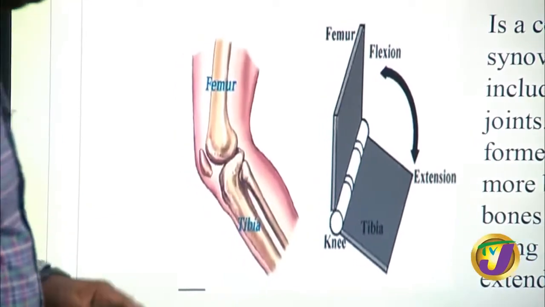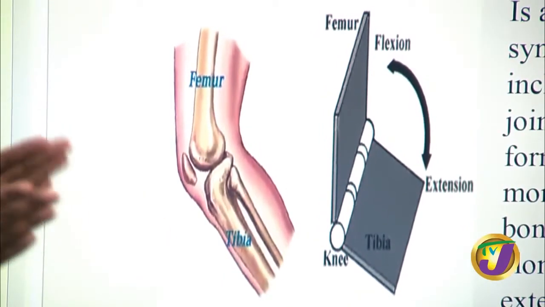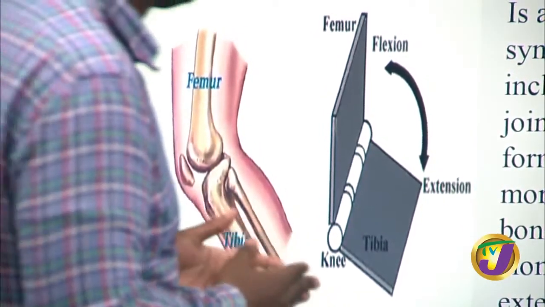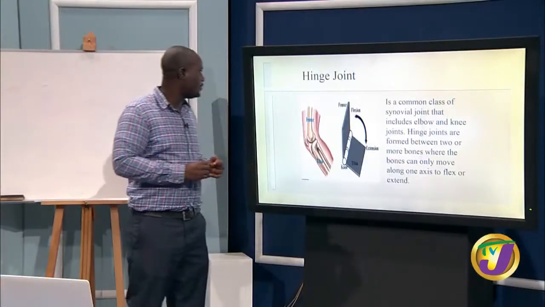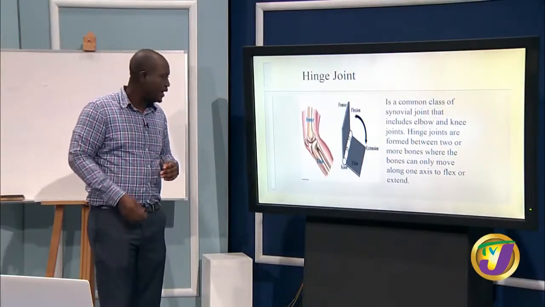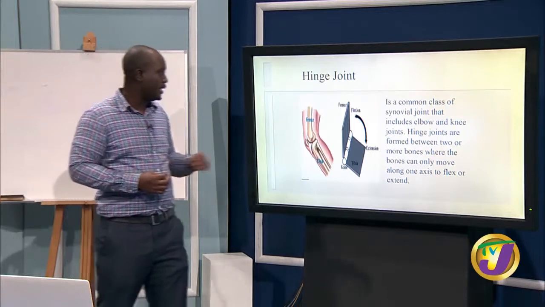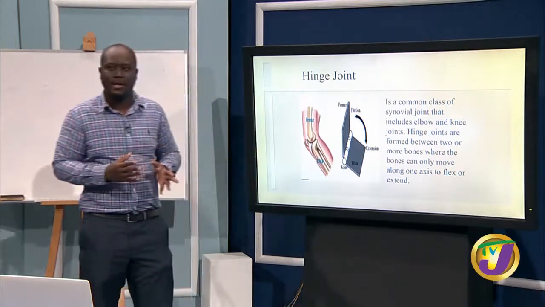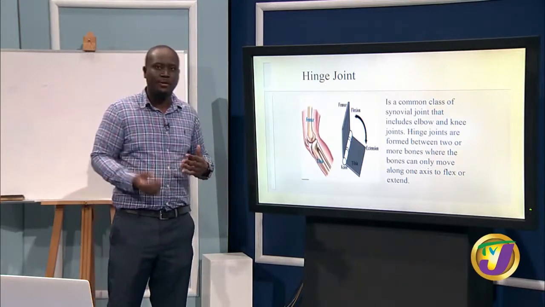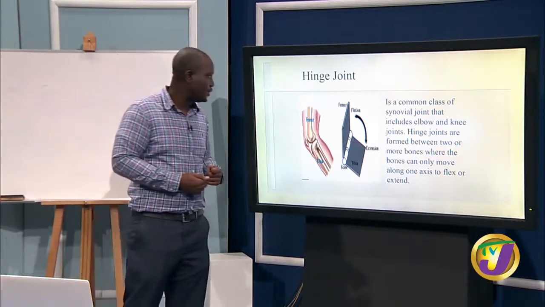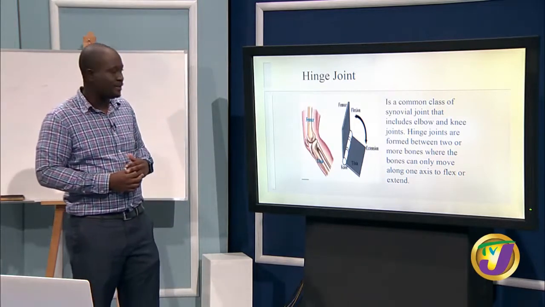The hinge joint is like hinges on a door, right? So it just gets movement in one plane. And these are found at the knee and the elbow, right? Movement in one plane. And the advantage is that they allow you to lift weights without dislocating easily, right?